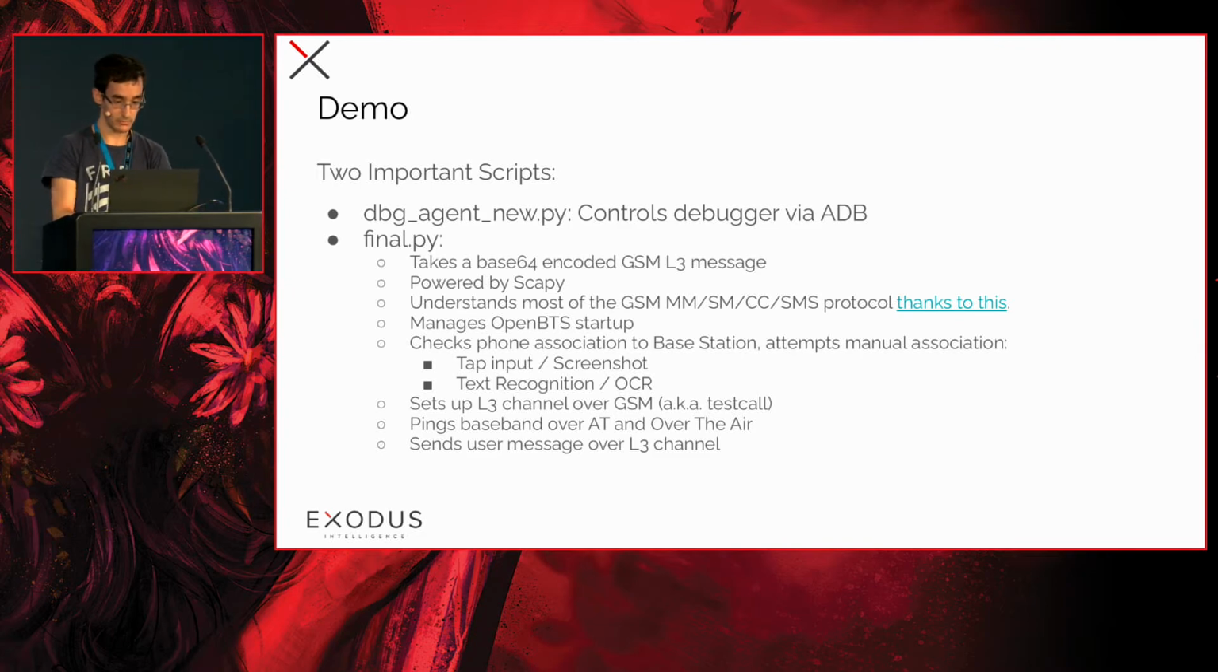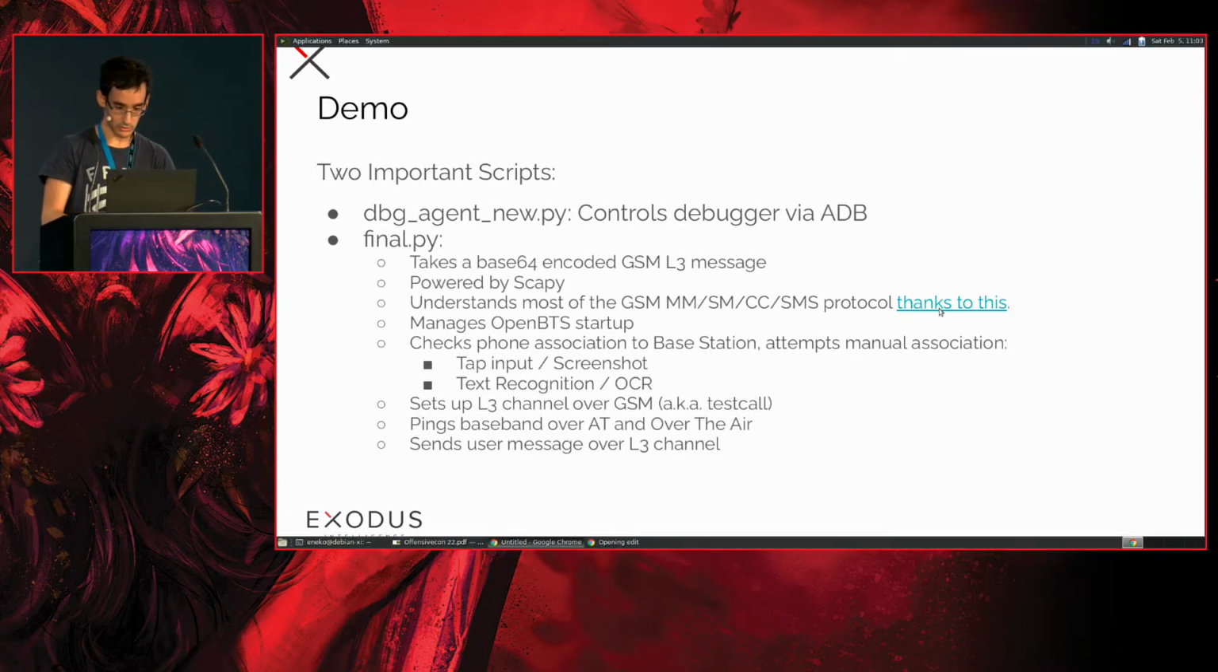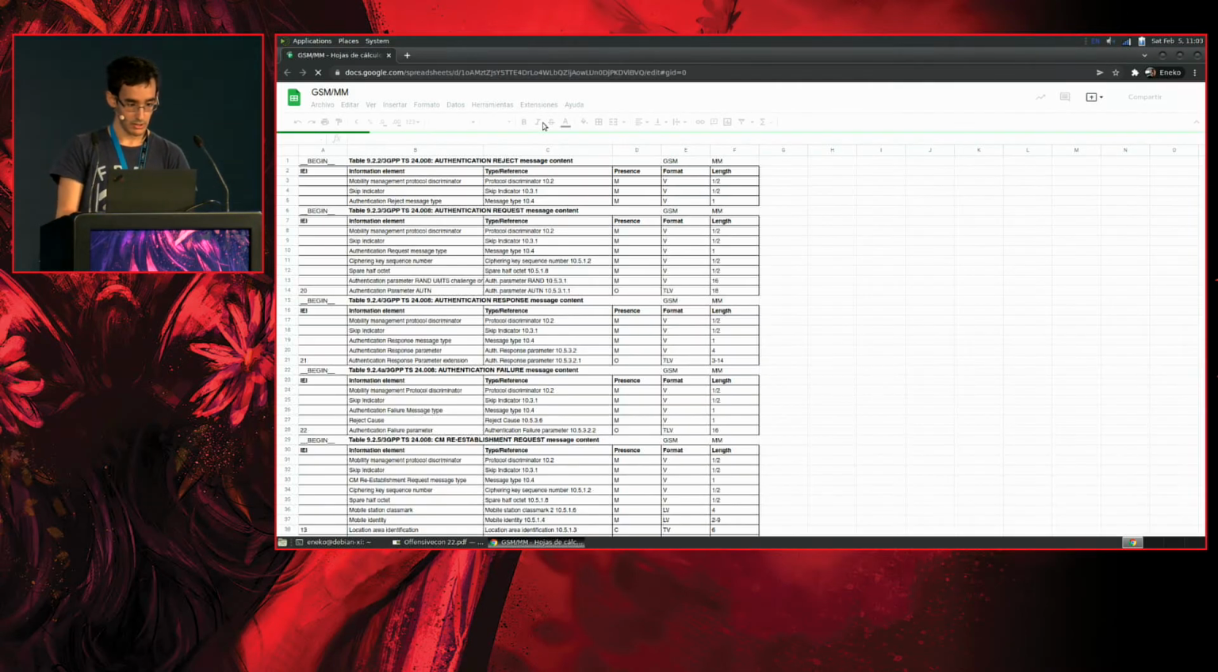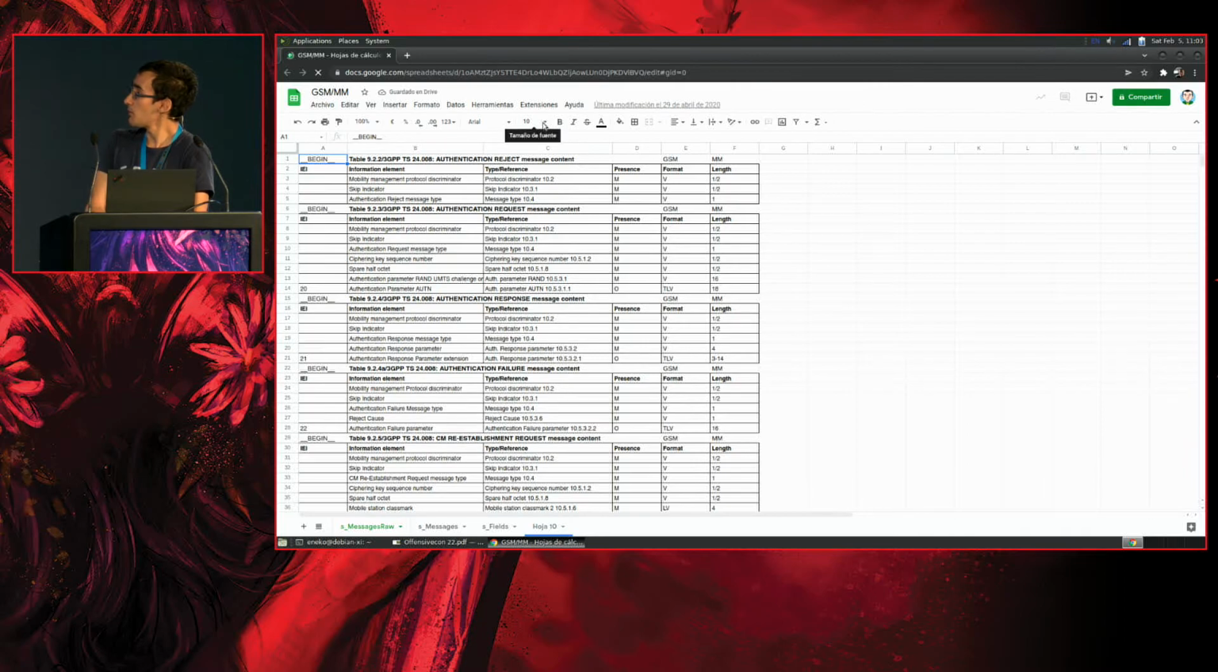So this script actually understands most GSM layer 3 messages, thanks to this spreadsheet that I created by dumping most of the PDF GSM specification messages right here, and then parsing it using Scapy.